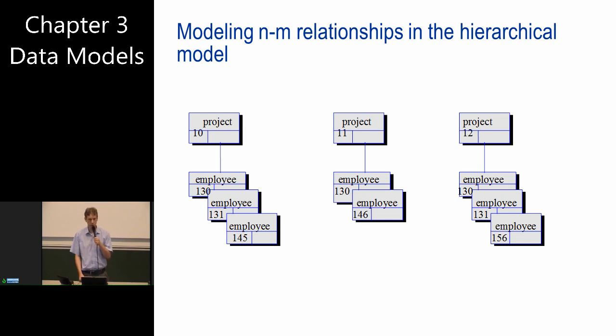Also, if there would be data items or information fields related to the particular relationship type, like the number of hours an employee worked on a project, you would have to store it in the employee child record type. So you see, modeling many-to-many relationship types in this way is not very nice because it creates redundancy, waste of storage space.